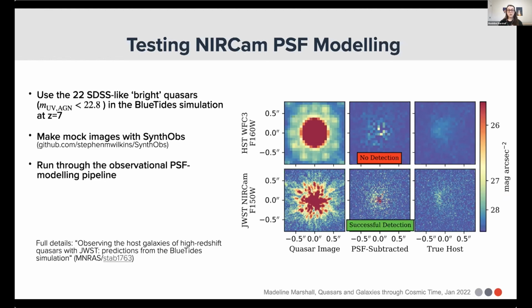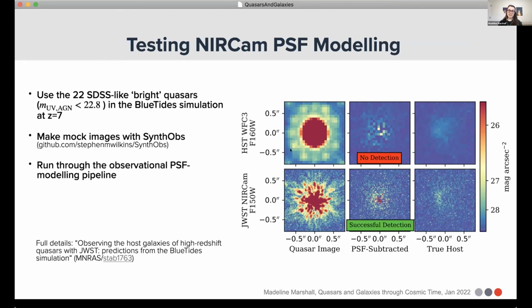And what we then do is run these images through our observational PSF subtraction pipeline, just as we've done for our real HST images, and as we will for our JWST images. So overall, it's a pretty accurate test of what we should be seeing when we observe quasars and their hosts with Webb. So here's an example. This is one quasar and host imaged with both HST and JWST, HST at the top and JWST here.